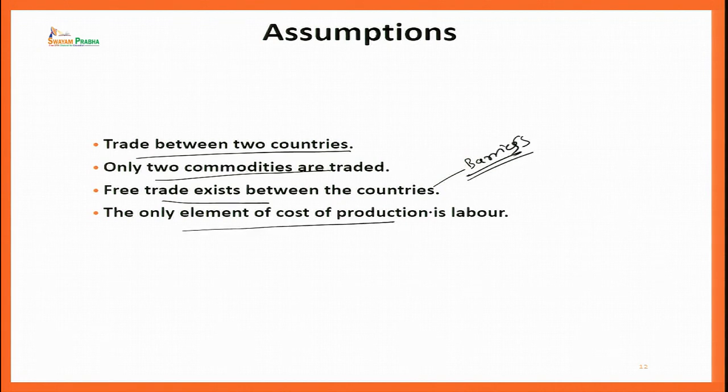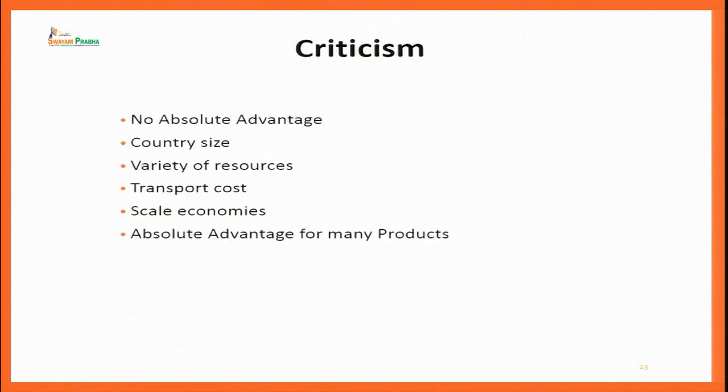The only element of the cost of production here is considered to be labor, which again is not true. Labor is not the only factor of production. Land is also a factor of production, right? Your capital is also a factor of production. Your entrepreneur, the person who is initiating the business, is also one, and the machinery and technology that you are using are also factors of production. So this statement does not hold true here. That's why there are certain criticisms.